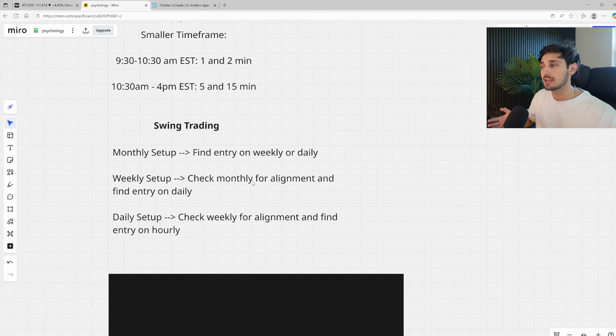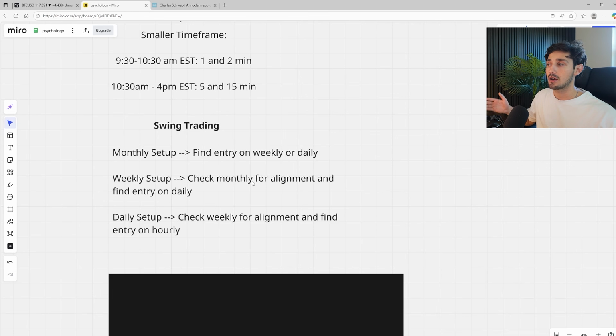Check the monthly to make sure it's not in an all-out downtrend or extremely bearish. You don't need the monthly to be a picture-perfect setup as well. Just make sure it's overall aligned, because you don't want to go long on the weekly time frame while the monthly is just flat out bearish. So take a look at the monthly, make sure it's overall bullish.